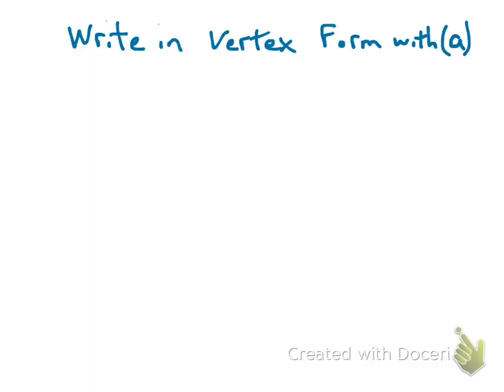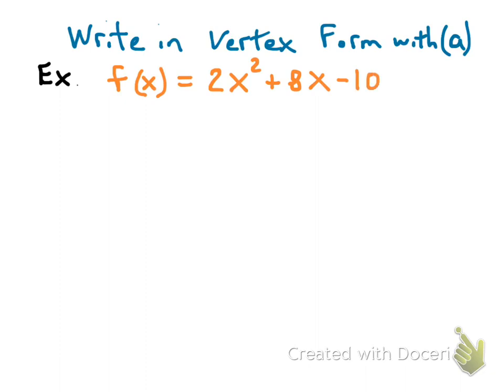We're going to work on an example here of converting standard form of a quadratic equation into vertex form. And in this case, we have an example with an a value that is not 1. So we start the right side of this equation with 2x squared. So the first thing we need to do is we want to group together the first two terms.